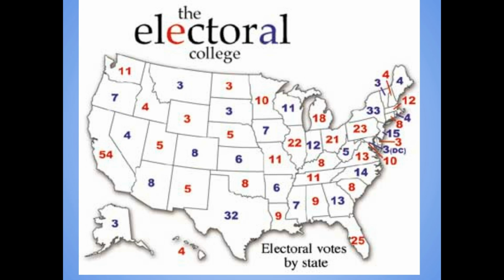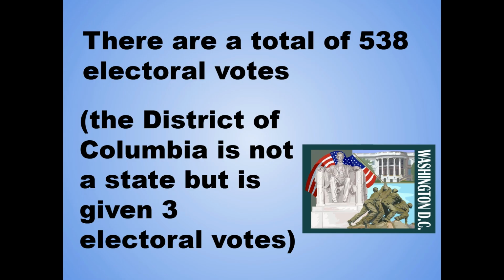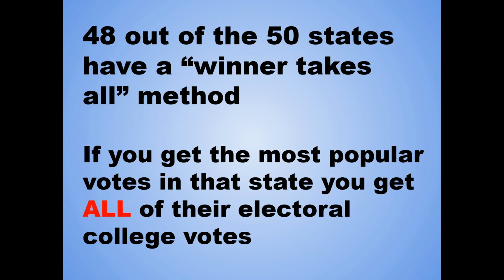Show them the Electoral College map. Ask them which states would you want to win and why, and go over how the Electoral College makes sure that every state vote counts because you have to win big and little in order to become president. Finally, DC gets their own, and 48 out of 50 are winner takes all. So tell them about the winner takes all system, advantages, disadvantages, etc.